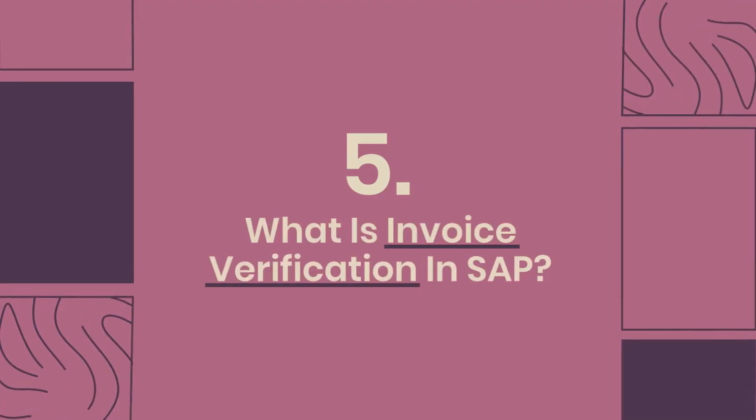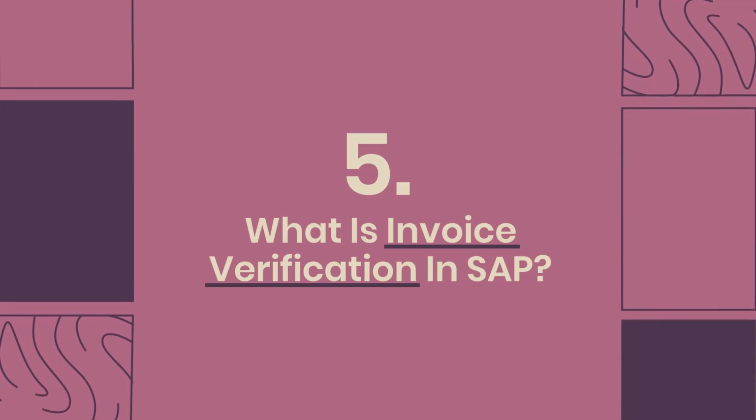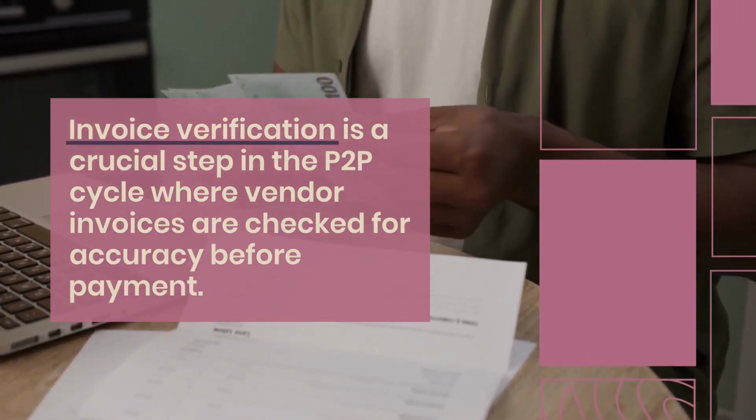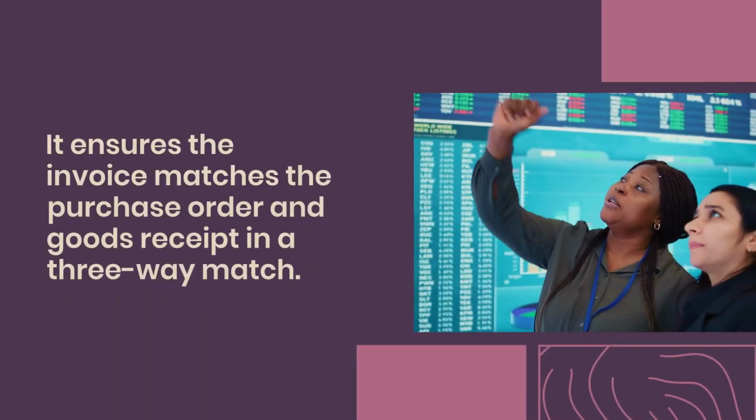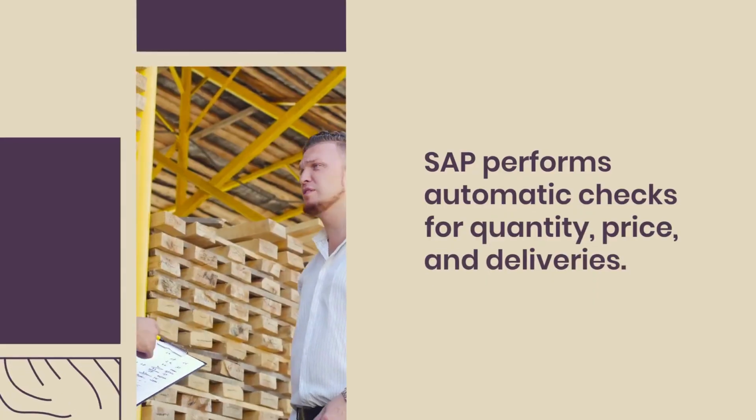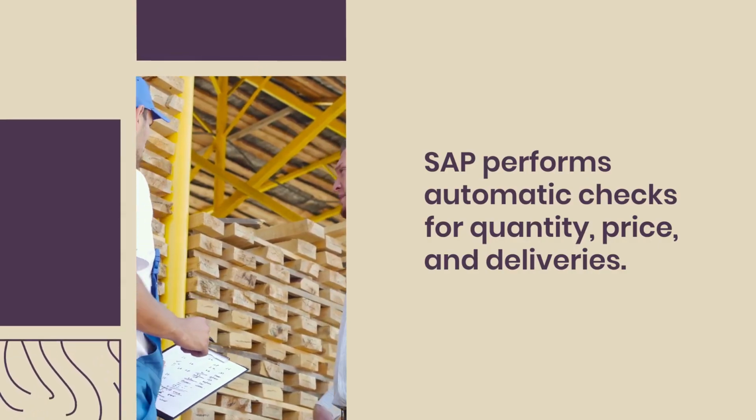5. What is invoice verification in SAP? Invoice verification is a crucial step in the P2P cycle where vendor invoices are checked for accuracy before payment. It ensures the invoice matches the purchase order and goods receipt in a three-way match. SAP performs automatic checks for quantity, price, and deliveries.